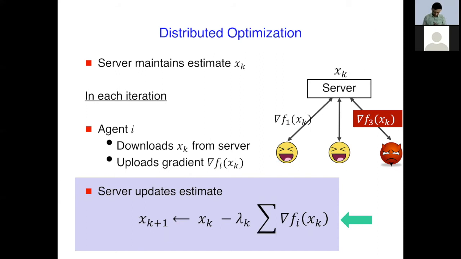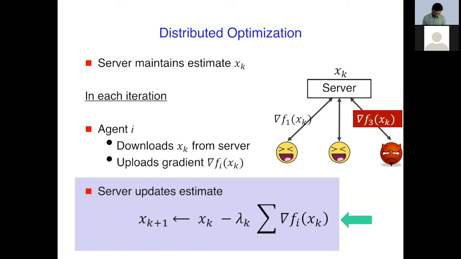And once the server has all these gradients, it can add them up and then take this particular step to compute the new value, which is called xk plus 1. And this repeats. And as we have seen last time, as k gets larger, xk will approach the true minimum of the summation of the cost functions.